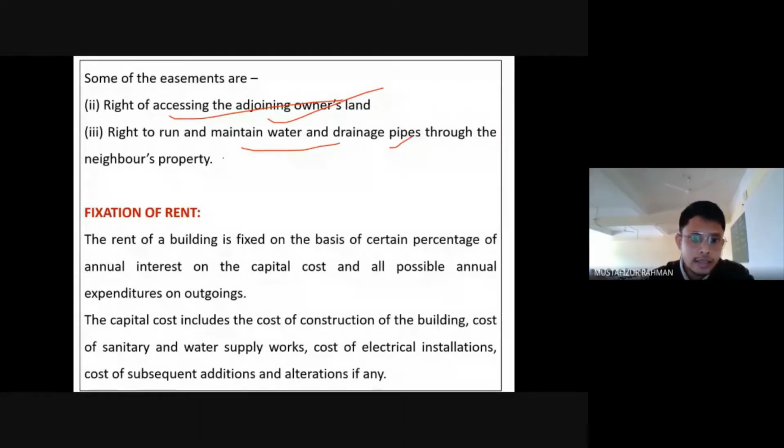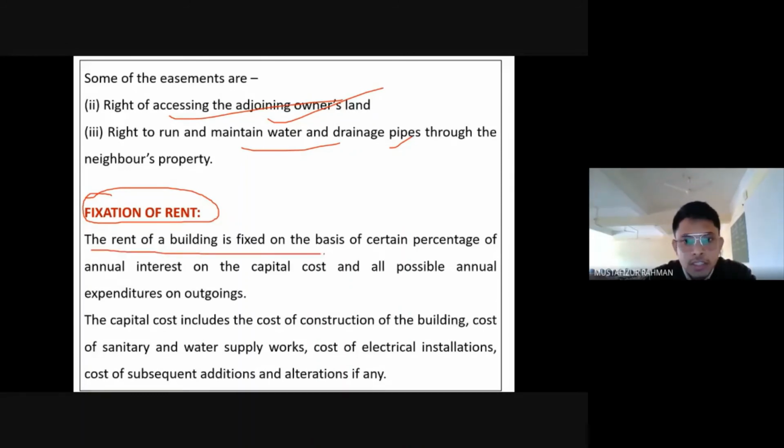The neighbor's plot cannot say that no, you put the water drainage in the other way. No, it's not going to be that way. It has to follow natural drainage. So these are called easement rights. Then there is another concept, fixation of rent. Okay, how we will fix the rent that we want from a certain facility, from a certain building, from a certain plot.